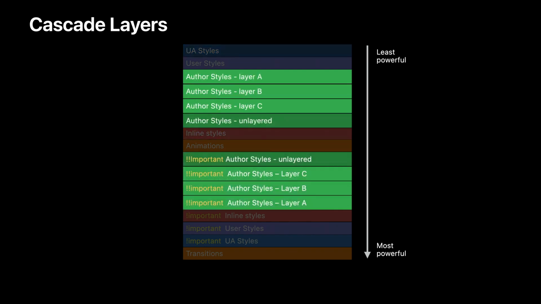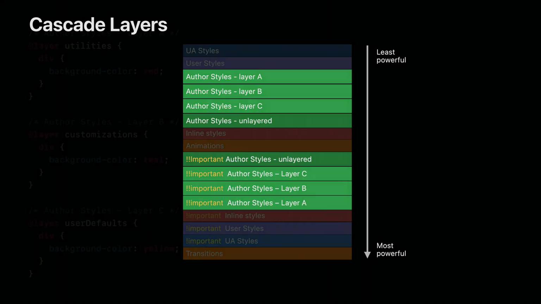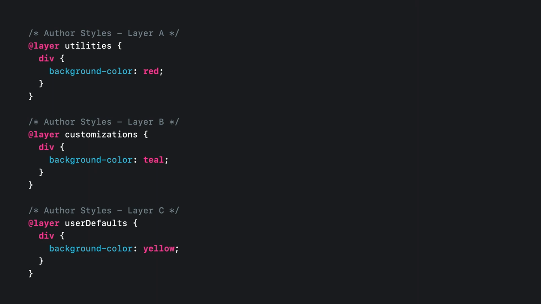Cascade layers takes this same concept and allows you to create your own custom layers, where specificity is calculated independently inside each layer. One entire layer beats another entire layer, no matter what the specificity is of the selectors being used. And you determine which layer has power over the others through the order of how you define the layers in your CSS.